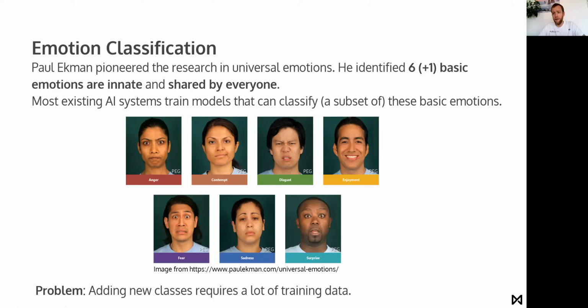These models just take a face as an input and output the probability that a certain emotion is being displayed. The problem with such approaches is that adding new classes requires a lot of training data. Whenever you want to add a new emotion, it requires you to retrain the entire model, which is very slow and sometimes very difficult, as it is hard to find enough training data.